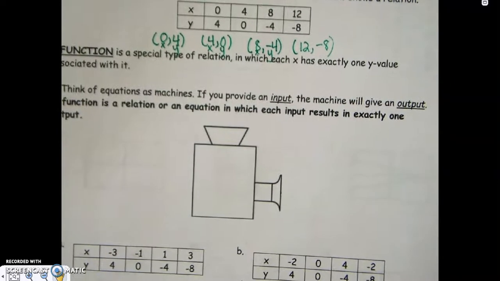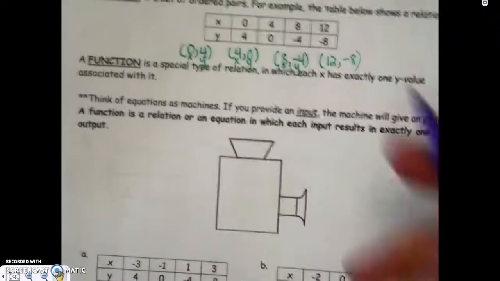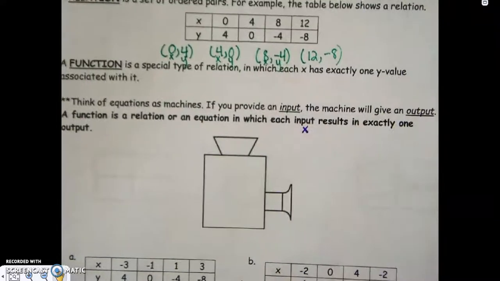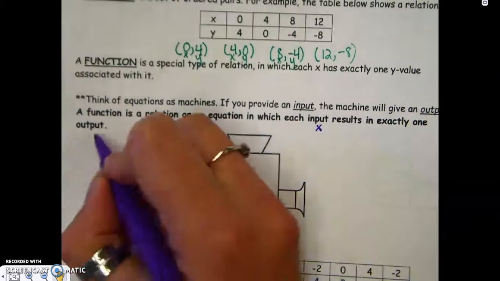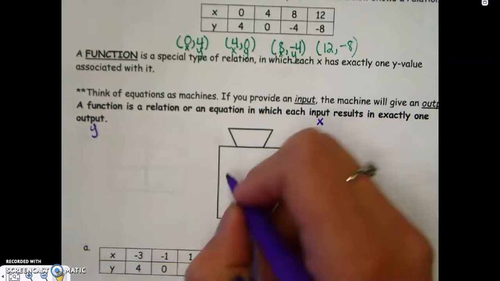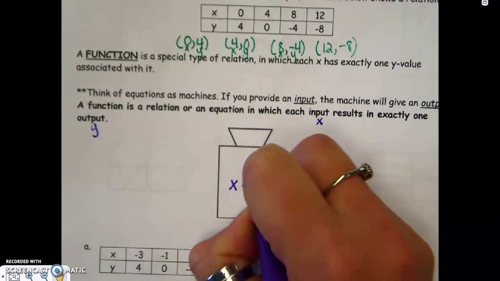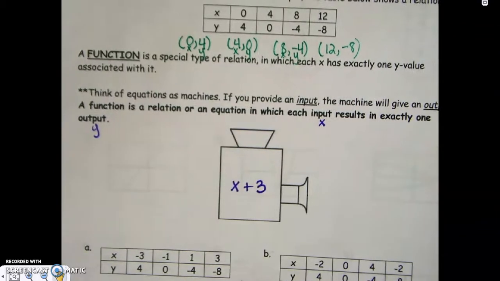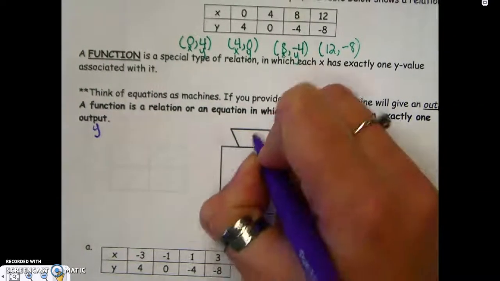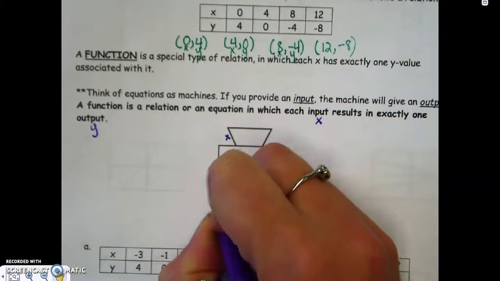If you provide an input, the machine will give you an exact output. A function is a relation or an equation in which each input represents exactly one output. Each input, we usually call x, represents exactly one output, which we usually call y. For example, say this function, this machine, this equation is x plus 3. My input is x and my output is y, so we can put y equals.